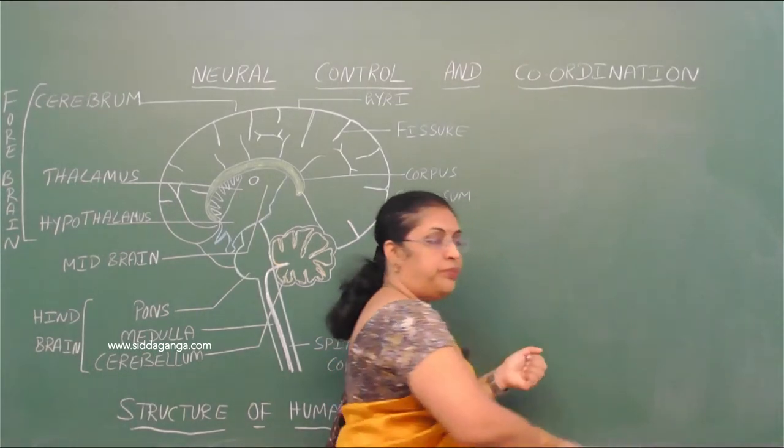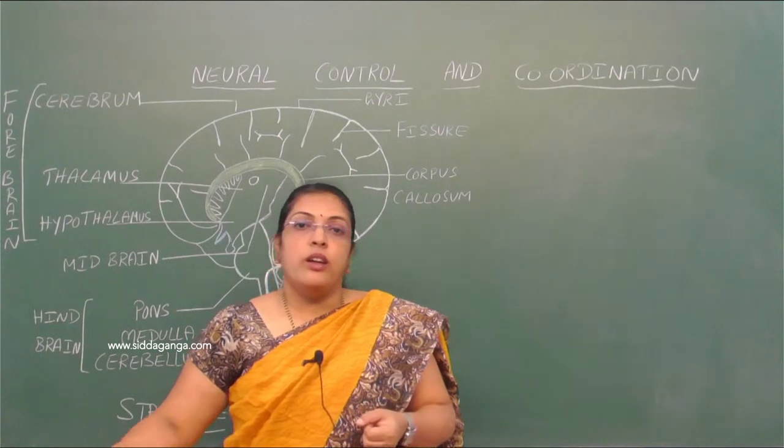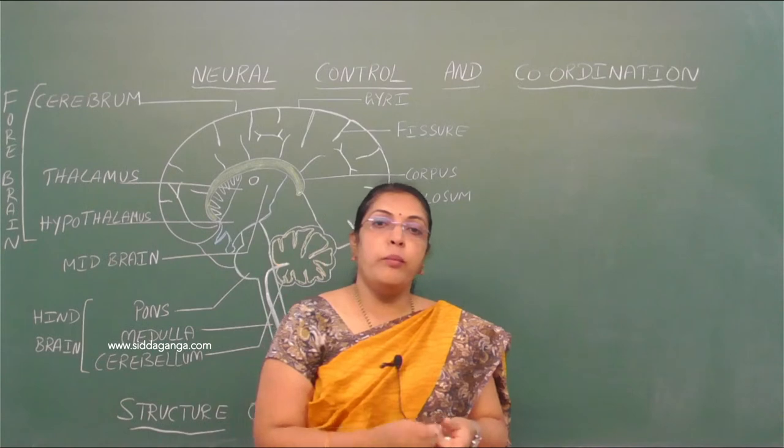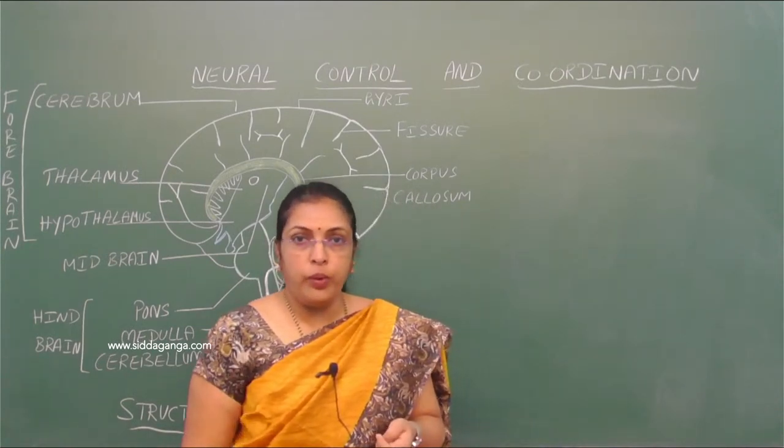And we know that there are different types of neurons. They are unipolar, bipolar, and multipolar.